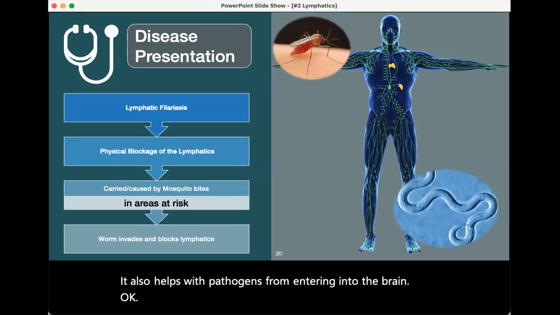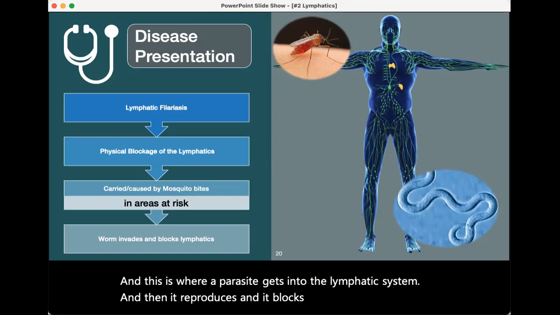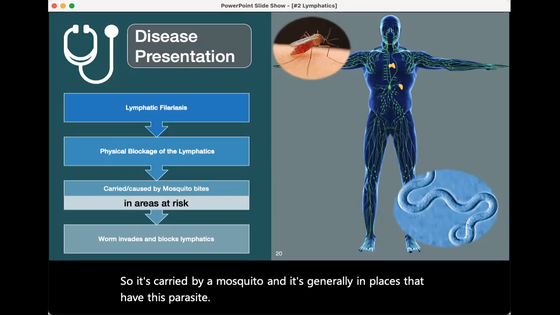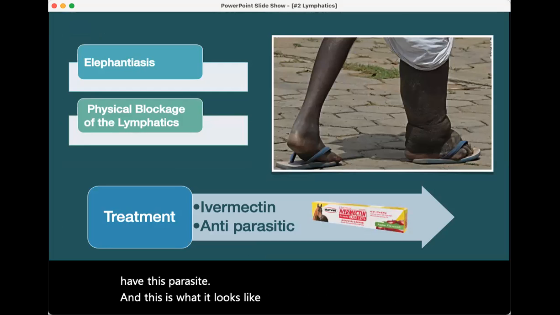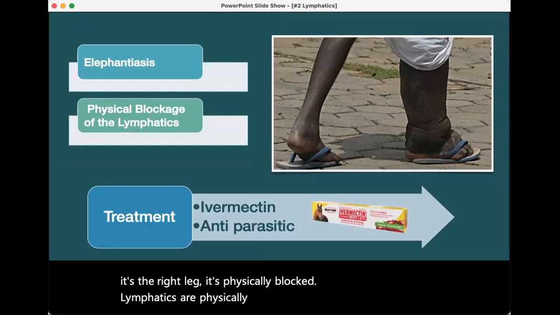Okay, so let's go to disease presentation. This is called lymphatic filariasis. And this is where a parasite gets into the lymphatic system, and then it reproduces and it blocks up drainage of the lymphatic system. So it's carried by a mosquito, and it's generally in places that have this parasite. And this is what it looks like, where one extremity, in this case it's the right leg, it's physically blocked. The lymphatics are physically blocked, and the other side is functioning normally. And the term you hear is called Elephantiasis.